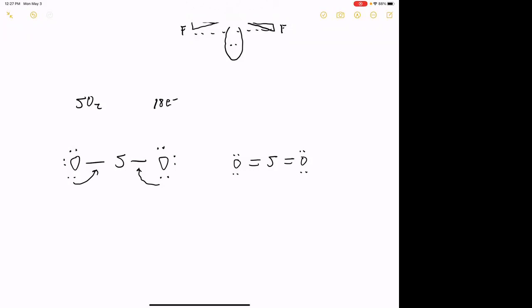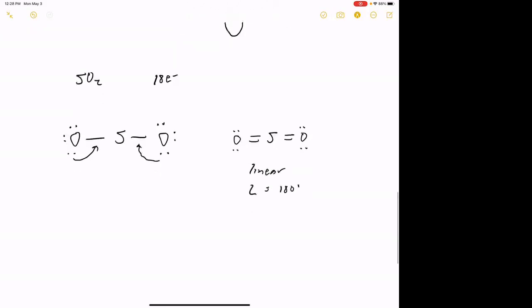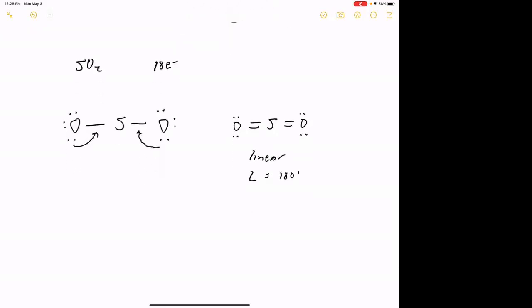What does it look like to you guys? Oh, I figured you guys would be all ready to jump on this one, right? What's that geometry? It's not even a subset. That's an easy one. Linear. Yeah, it's linear. And my bond angles are going to be what, 180 degrees. Good. Okay.